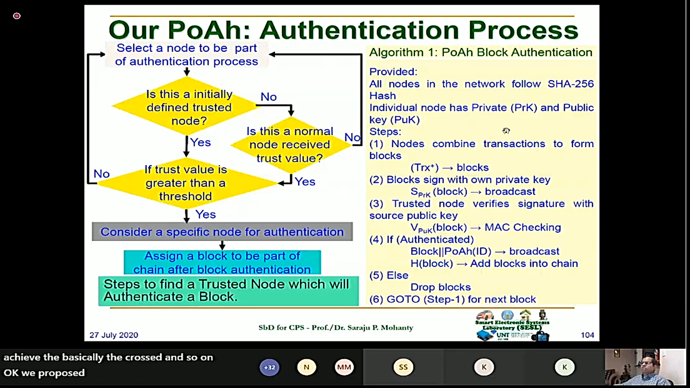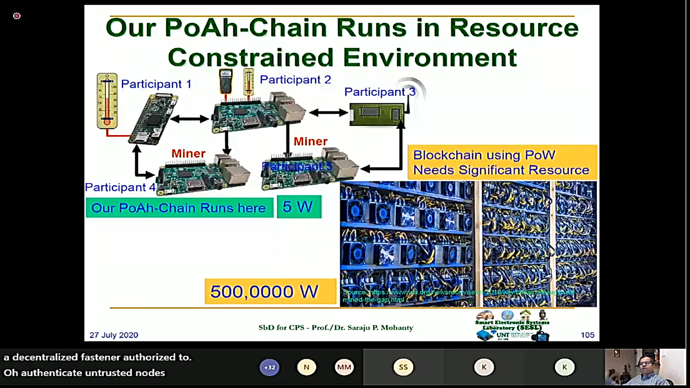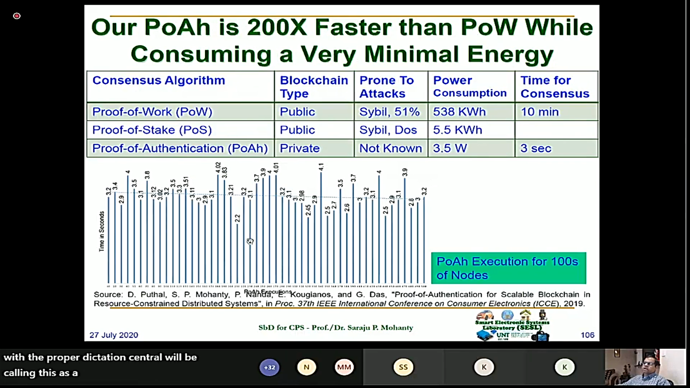Okay, we propose ideas. We define certain trusted nodes. Those trusted nodes, in a decentralized fashion, are authorized to authenticate other nodes. So that's the idea. And what we found is that these run excellently. We could verify this running on Raspberry Pi like platforms, which consume 5 watts of power, as compared to the original blockchain, which is kilowatts of power. So that is one of the excellent ideas with the proof of authentication chain. We'll be calling this Easy Chain or something, which we are working on right now.